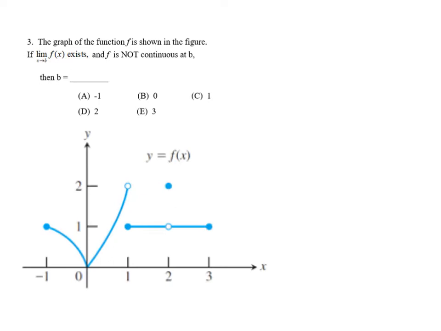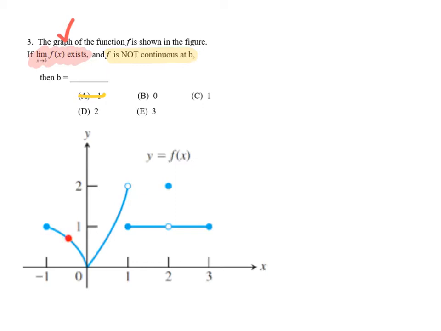Reading this question closely is very important. So it says, if the limit of f of x as x approaches b exists. So we have to have the limit. But it also says it cannot be continuous at that location. So let's move our way through here. So they say -1. Well, if I look at -1, the general limit doesn't exist here. So I'm not any good with that one. Let's go to the next one.